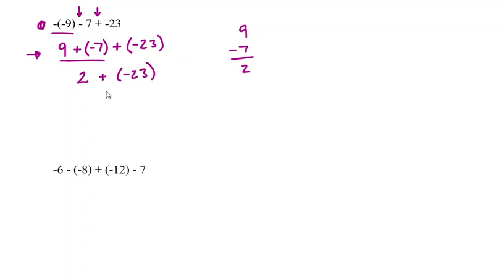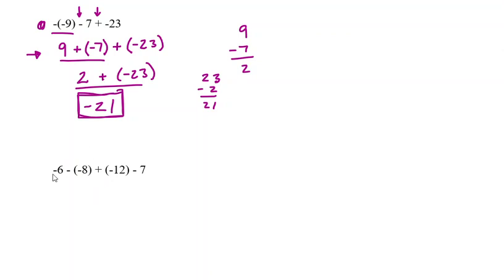Signs are different, we're going to subtract. 23 minus 2 is 21. And the stronger number is negative in this case, so the answer is negative 21. And there we have it. Negative 9 plus minus 7 plus negative 23 is negative 21. And notice we just do one step at a time.